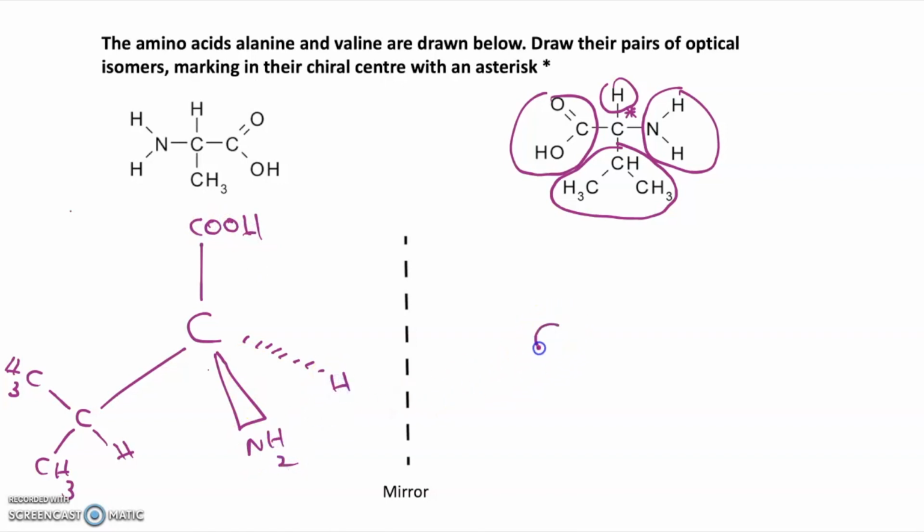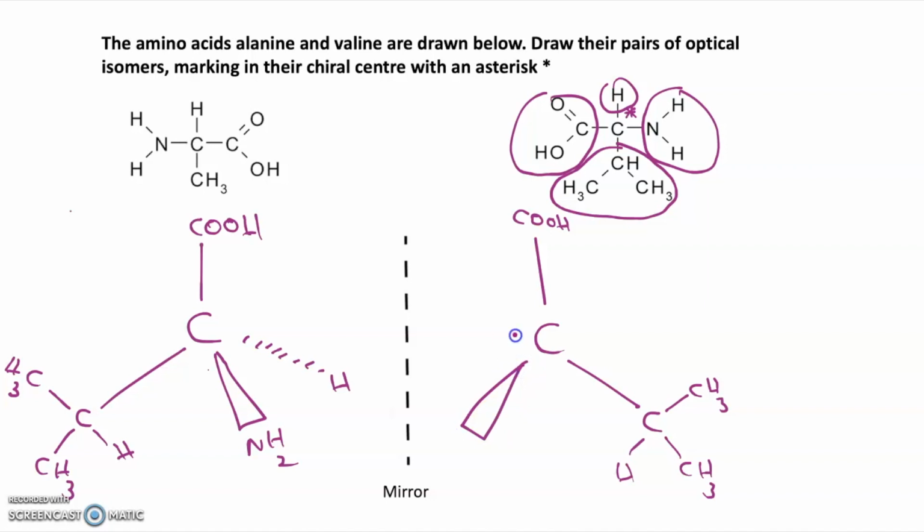So all I then need to do is draw my other tetrahedral, and I'm drawing this so it's a mirror image of my first tetrahedral. So I'm going to draw in my tetrahedral now and put in the groups. So I'm going to put a CH, CH3, CH3 group in. So I'm putting that in now. And then I'm just going to put a COOH group up top here.